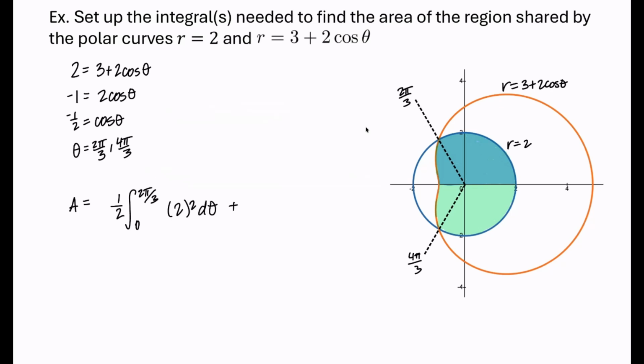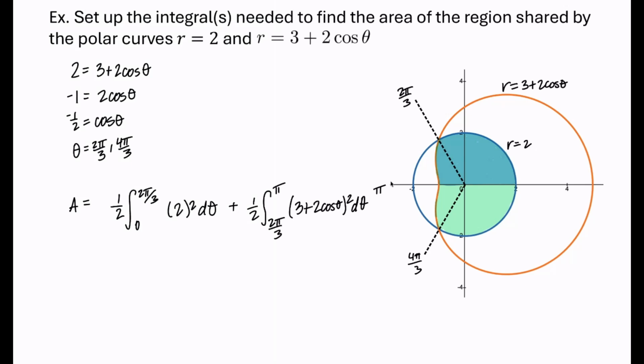And then plus, because we're going to keep going, we're going to keep adding the area from 2 pi over 3 all the way until, okay, well, what angle's over here? This angle is pi. So we're going to have plus 1/2 the integral from 2 pi over 3 to pi of (3 plus 2 cosine theta) squared d theta. We have two separate integrals and we needed both integrals.